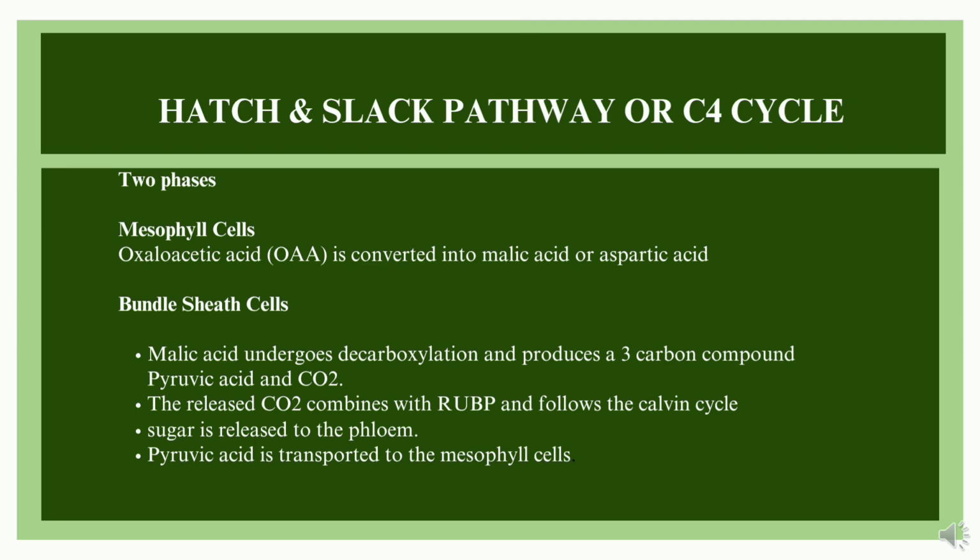The oxaloacetate is formed and then transported to the bundle sheath cells. In the bundle sheath cells, malic acid, that is oxaloacetate, undergoes a decarboxylation reaction. Then it produces the 3-carbon compound pyruvic acid, along with carbon dioxide. The released carbon dioxide combines with ribulose bisphosphate and enters the Calvin cycle. Then the sugar molecule is released into the phloem. The pyruvate is transported into the mesophyll cells.